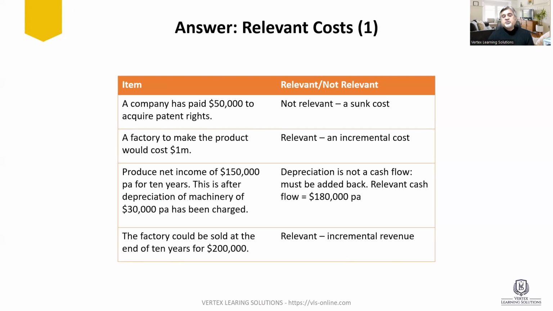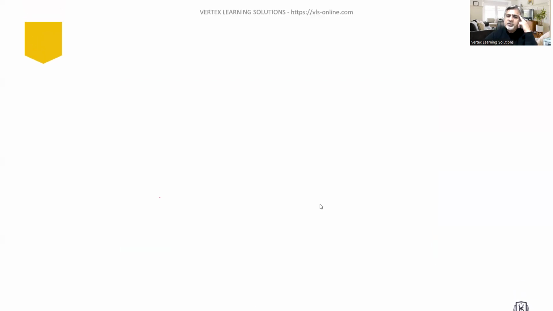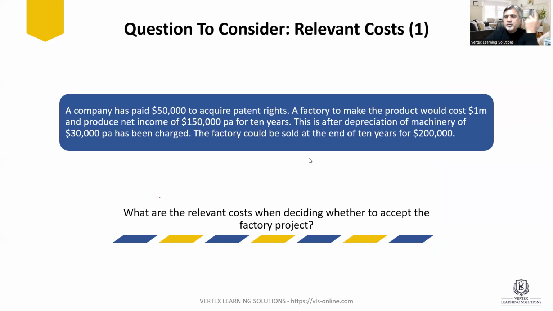And the factory could be sold at the end of 10 years for 200,000. This is also a relevant cash flow because this is incremental. So when you see a situation, you see which ones are relevant and which ones are not relevant. This is always the starting point.